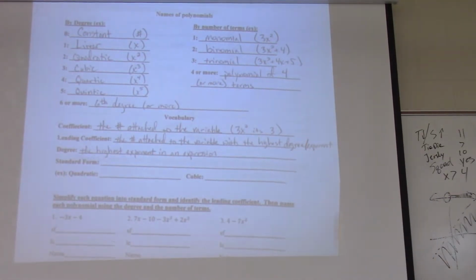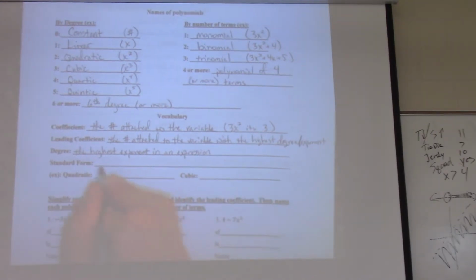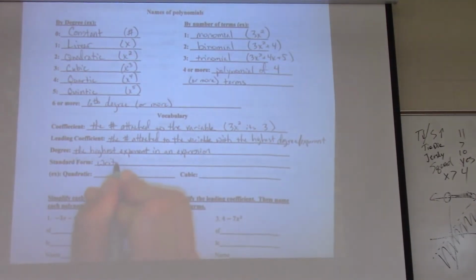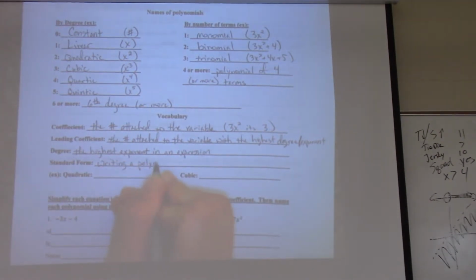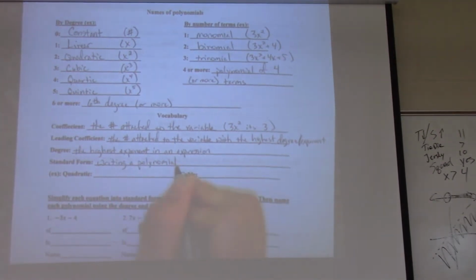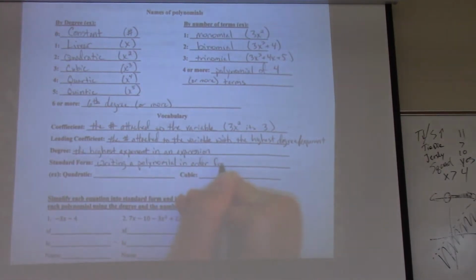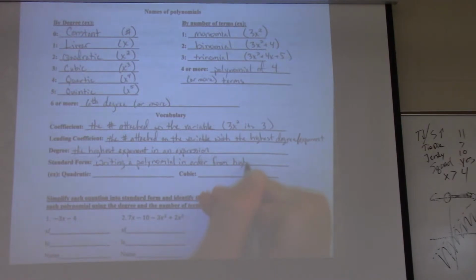Standard form, and this is the big key of all of this. To write something in standard form is to write, so I'm going to put writing a polynomial in order from highest to lowest exponent.